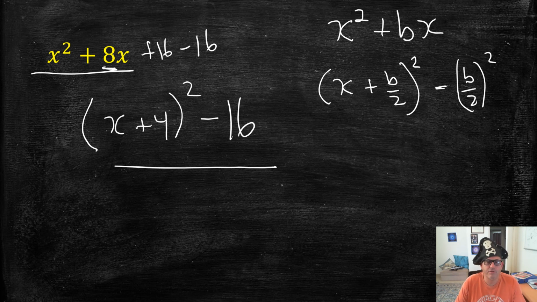We'll do some more examples so you can see why that works. Look at the example we just did here on the left. I did half of 8 to go there, and then I had to take away the 4 squared. Why? Because I had to add on 4 squared to complete the square. And this will always work. This is sort of like a formula for how we complete the square.